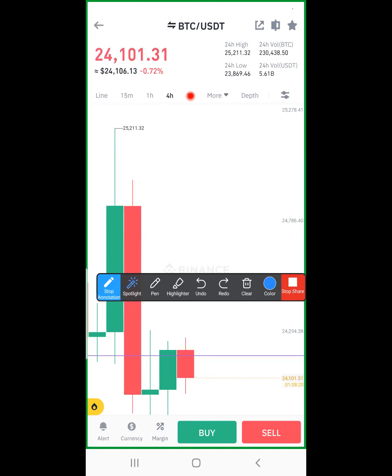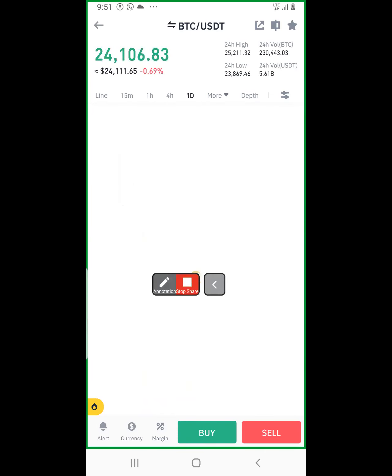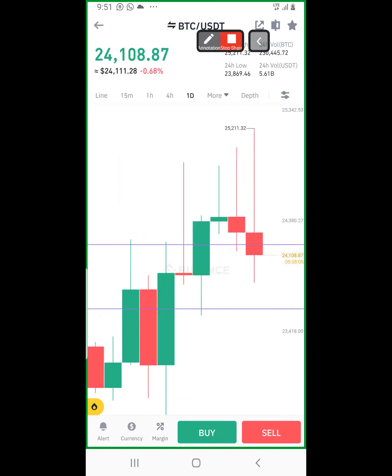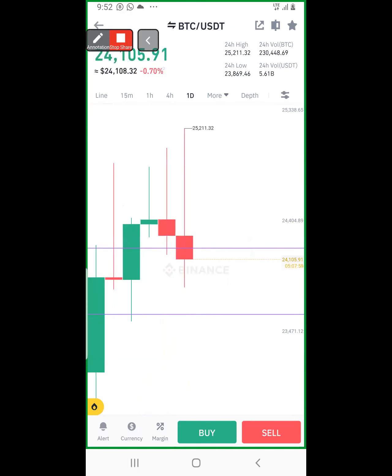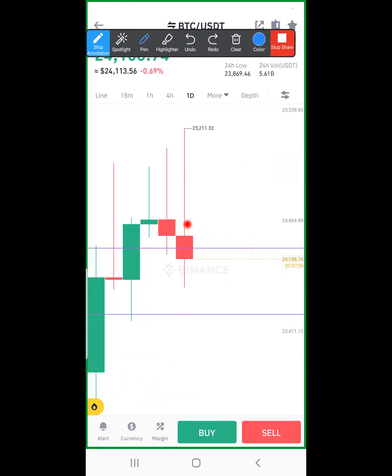So for this training, we shall focus on a one-day chart. I'll choose one day. Let me just do it right now. I choose the one day chart. This means every candle here will be representing one day. This is a one-day candle, this is another day, this is another day, this is another day, this is another day.